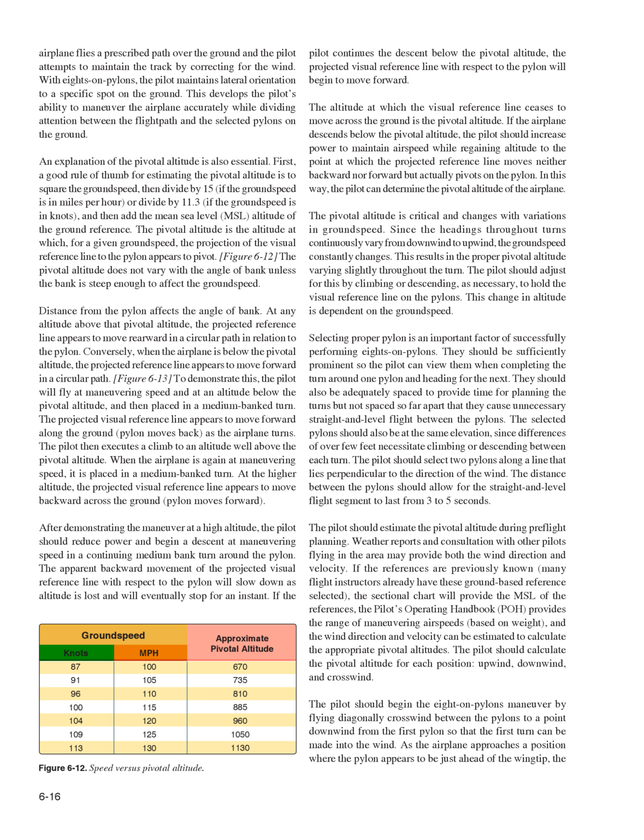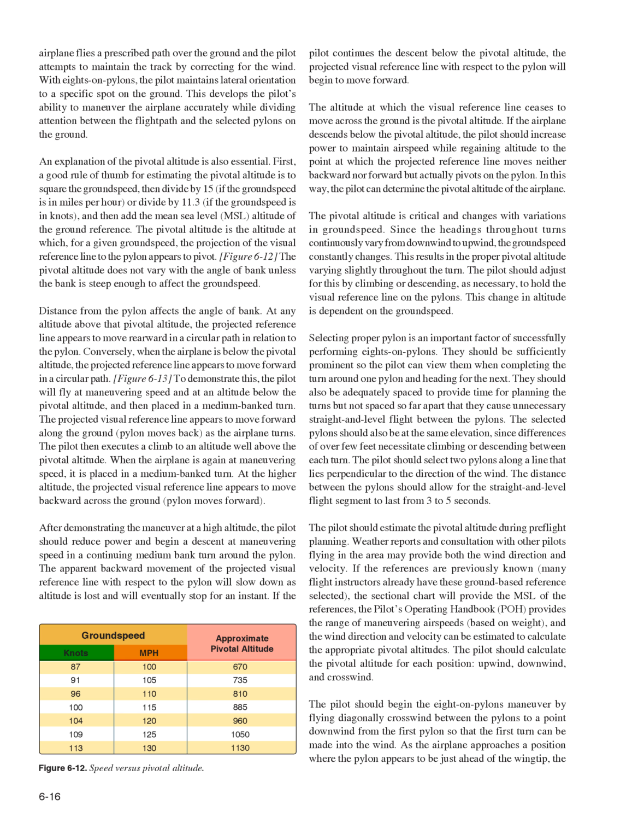First, a good rule of thumb for estimating the pivotal altitude is to square the ground speed, then divide by 15, if the ground speed is in miles per hour, or divide by 11.3, if the ground speed is in knots, and then add the mean sea level, MSL, altitude of the ground reference. The pivotal altitude is the altitude at which, for a given ground speed, the projection of the visual reference line to the pylon appears to pivot.